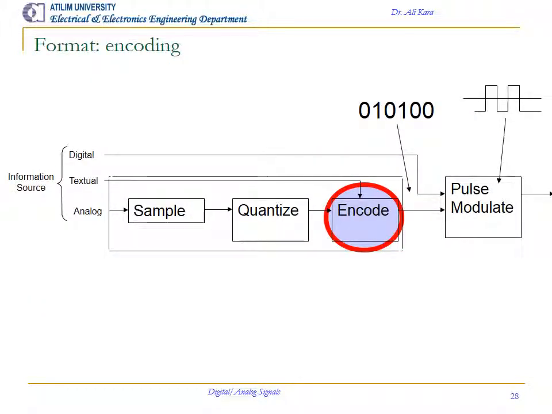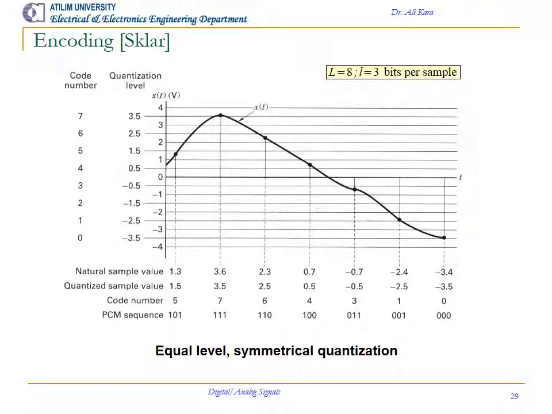Format: encoding. Now we study encoding. From Sklar's book, in its simplest form, we assign a bit stream to every quantization level and call it encoding. In this example we have 8 points of quantization, therefore we need 3 bits to represent 8 different numbers. The PCM sequence is arranged in a way that the actual value of the quantized sample is directly represented in the encoding, meaning the smallest value in the quantized samples, which is -3.5, has the smallest bit stream, 000.